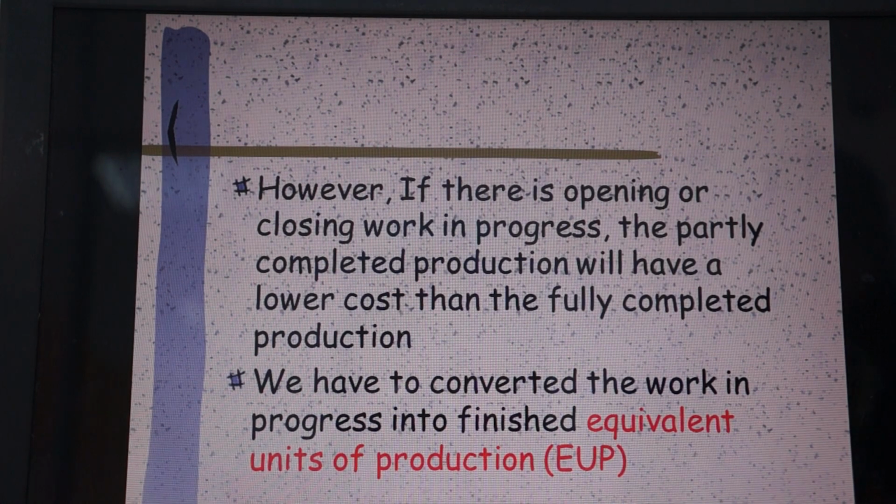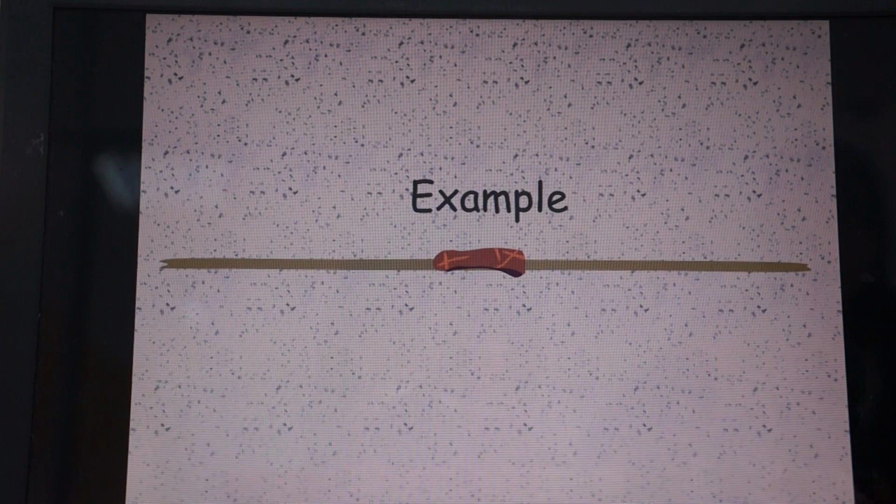However, if there is opening or closing work in progress, the partly completed production will have a lower cost than a fully completed production. We have to convert the work in progress into finished equivalent units of production. So the important point is, if the unit is not finished or not completed, the cost is lower than the fully completed production. So now we look at the example.